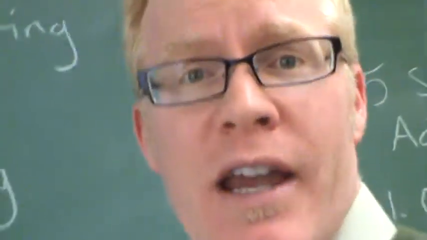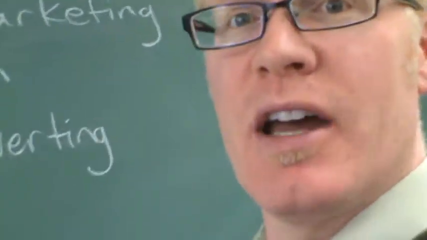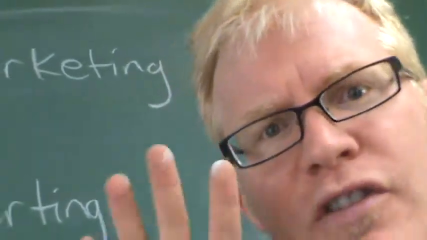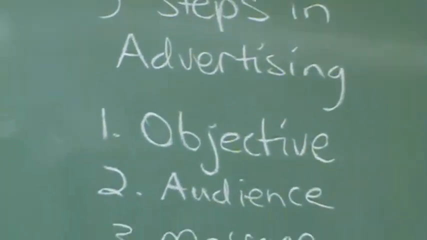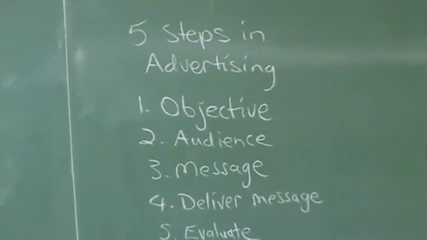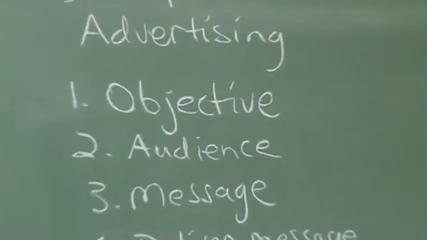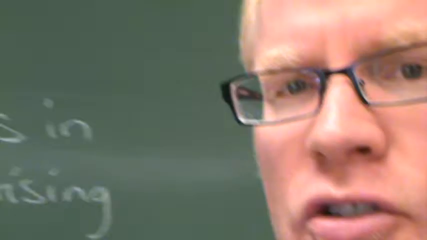How would you go about creating effective advertising? Well, just so you know, there's 5 important steps. Let's take a look at them over here. Once again, I'm using the amazing blackboard. All right, so there's 5 steps in advertising. First one, let's take a look at the first one, objective. Objective is, what are you trying to do with your advertising?